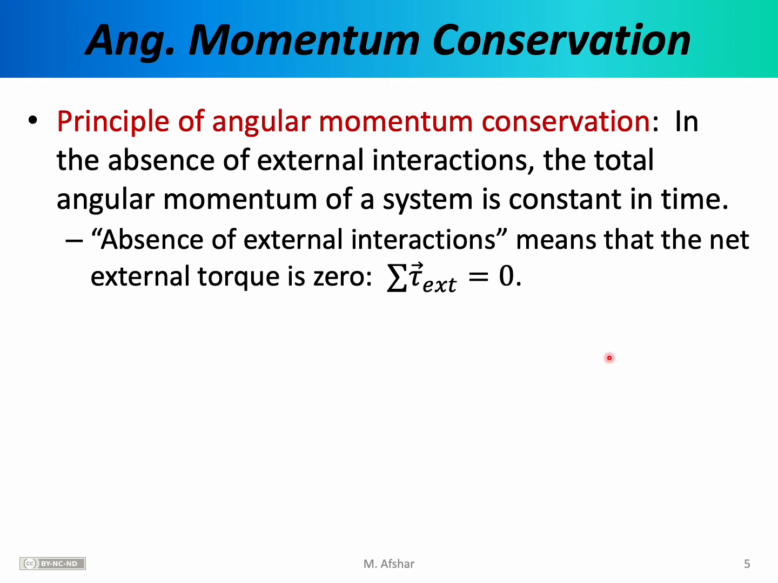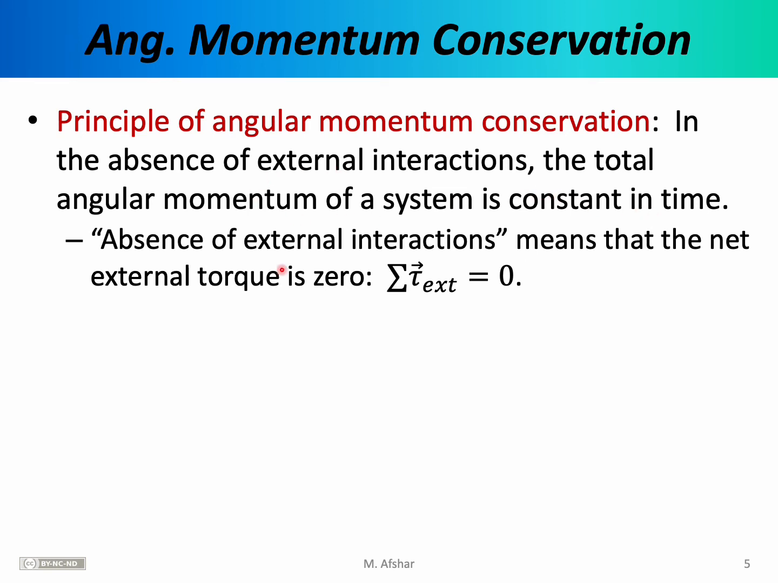Now you might be wondering why we care about angular momentum. Why is it important? Well, it's important basically for the same reason that energy and linear momentum were important. It's a useful quantity in solving practical problems. But a little more technically, the real reason is the principle of angular momentum conservation, which states that in the absence of external interactions, the total angular momentum of a system is constant in time. So this is precisely what we mean by conservation of angular momentum. It's a quantity that is constant in time.